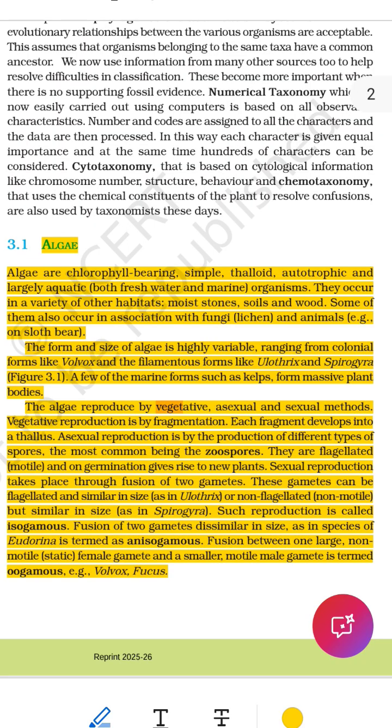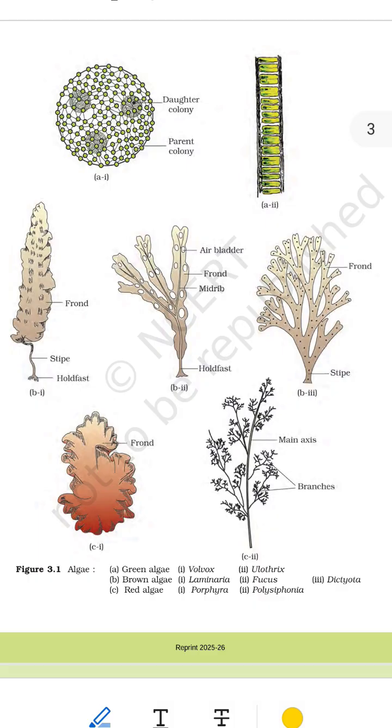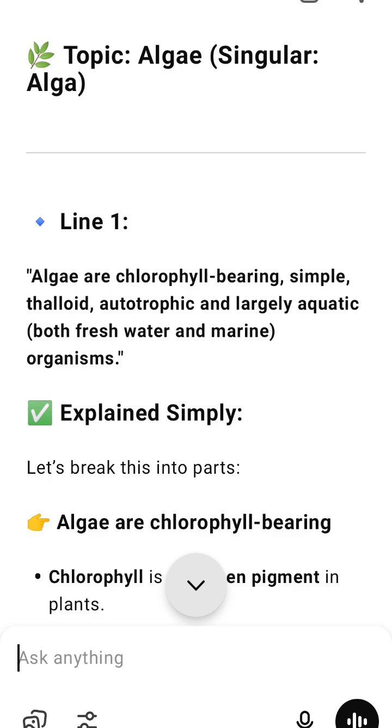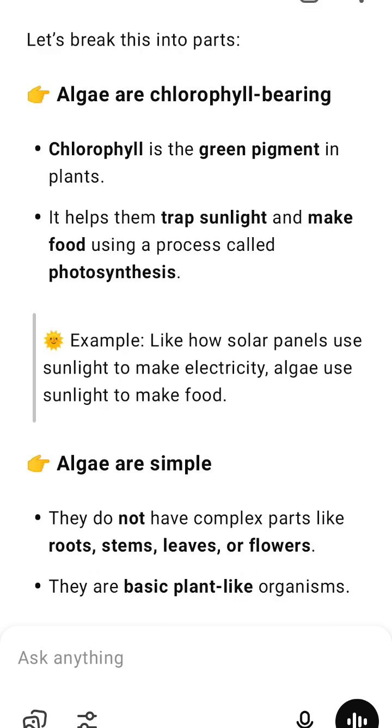1. What are algae? Algae are simple green organisms that can make their own food using sunlight, just like plants. They have chlorophyll, the green chemical that helps in photosynthesis, making food from sunlight. They are not true plants, because they don't have roots, stems, or leaves.